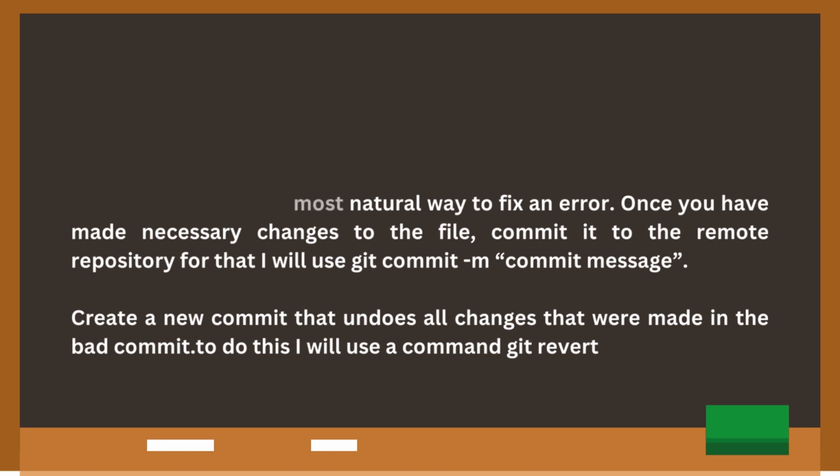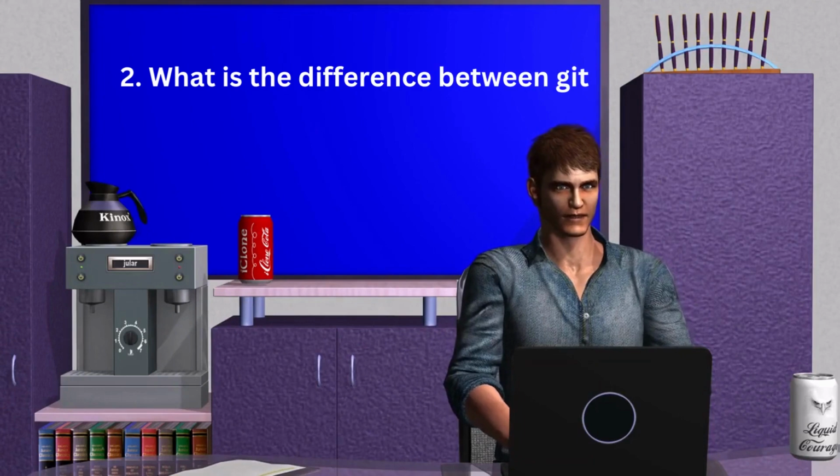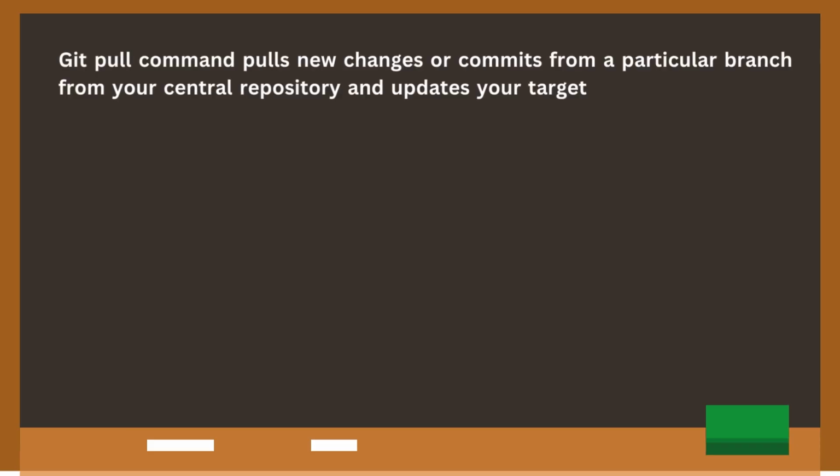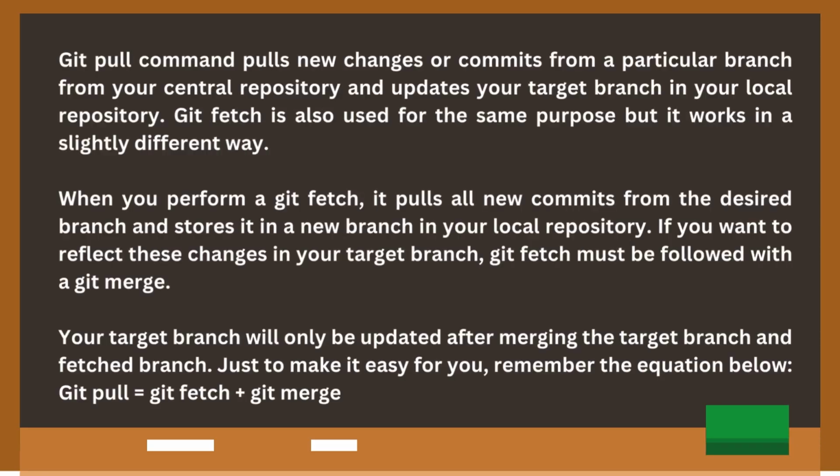2. What is the difference between git pull and git fetch? Git pull command pulls new changes or commits from a particular branch from your central repository and updates your target branch in your local repository.